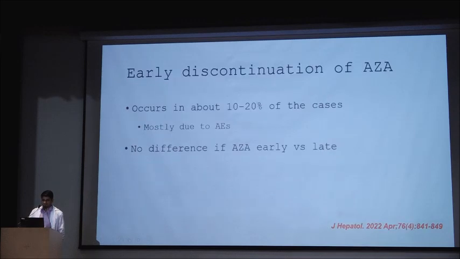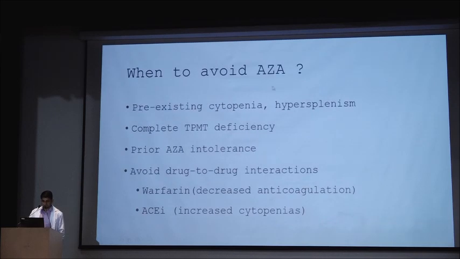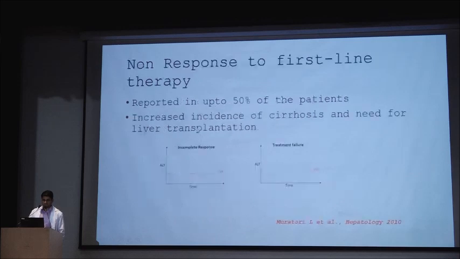Early discontinuation of azathioprine can occur in about 10 to 20% of cases, and mostly it is because of idiosyncratic adverse events, and there is no difference whether azathioprine is added in the early course of steroids or the late course of steroids. So, when to avoid azathioprine? Patients who have pre-existing cytopenia, patients with hypersplenism, complete TPMT deficiency, or prior azathioprine intolerance. This is the important population in whom we should avoid azathioprine.